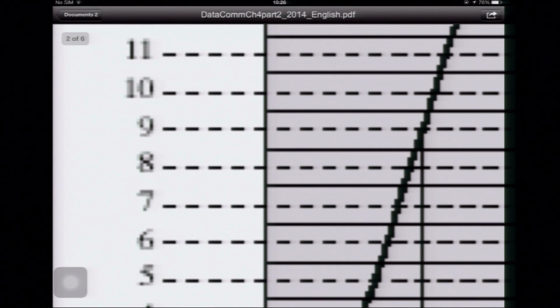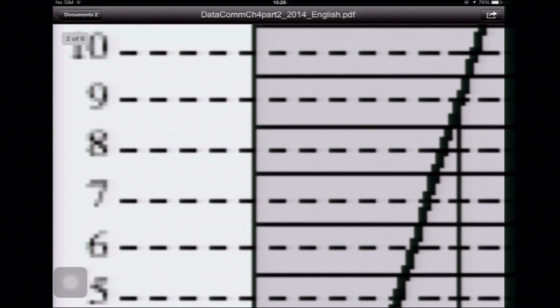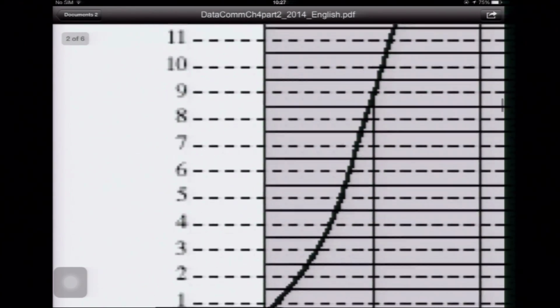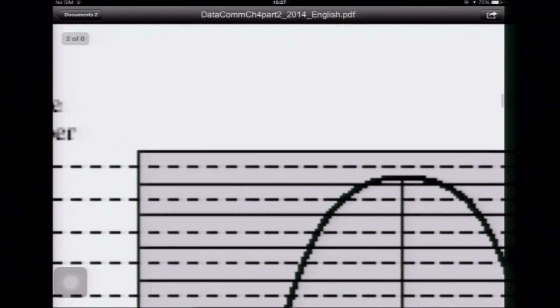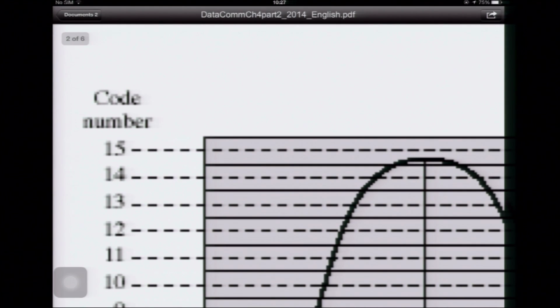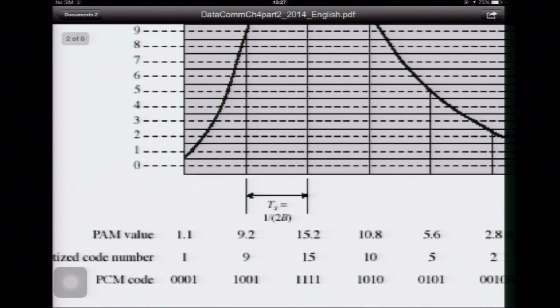Because it's in the solid line of 9, it's in that level, so it's the code word. Now you look on the left-hand side, so it's 9. The next one is 15, because it's in this code level of 15. So you can read it like that, and then 10, and then 5, and then 2.